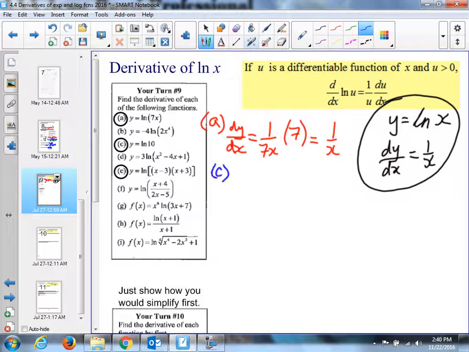C, you should be able to do in a heartbeat. 0. Why is it 0? Because it's a constant. Natural log of 10. There's no x, there's no variable there. Good.